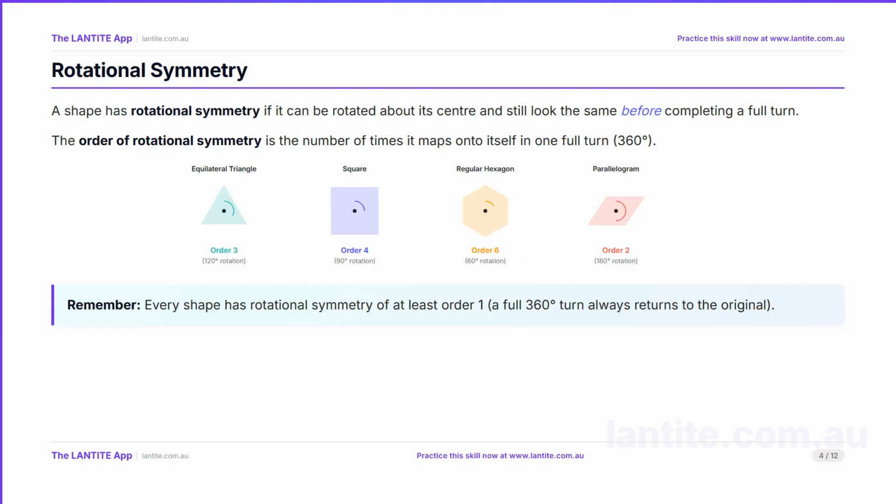A shape has rotational symmetry if you can rotate it around its center, and it looks exactly the same before you have completed a full 360-degree turn. The order of rotational symmetry tells you how many times the shape maps onto itself during one complete rotation. For example, a square has rotational symmetry of order 4 because it looks the same after 90 degrees, 180 degrees, 270 degrees, and 360 degrees. An equilateral triangle has order 3. Every shape has at least order 1 because a full rotation always brings it back.